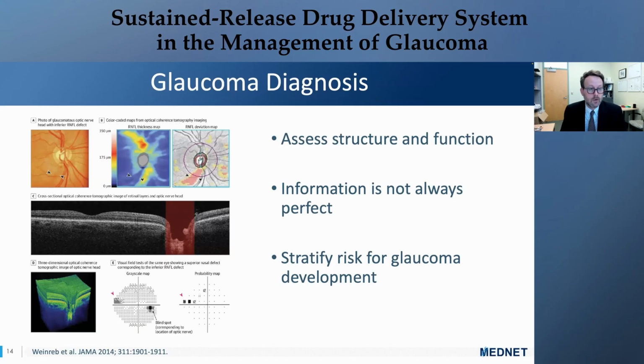So sometimes we're working with imperfect information and have to make the diagnosis based on pressure alone, if a person is above the 97.5th percentile of pressure for their population. Or sometimes we have to make the diagnosis just by looking at the structure of the nerve. And sometimes we don't know if a patient has glaucoma, and we have to stratify their risk for glaucoma development down the road, in the case of ocular hypertensives.